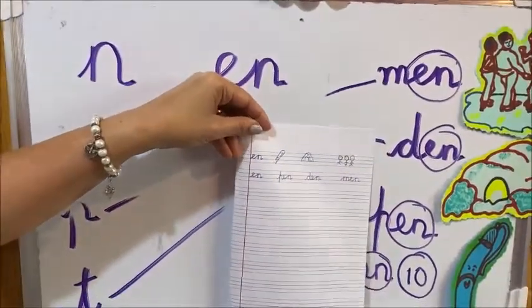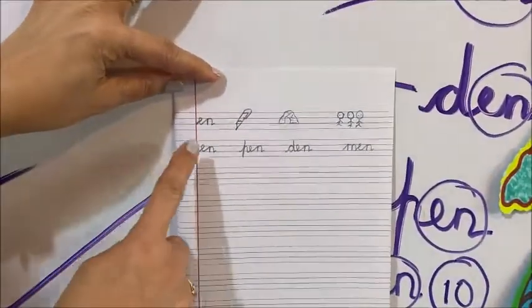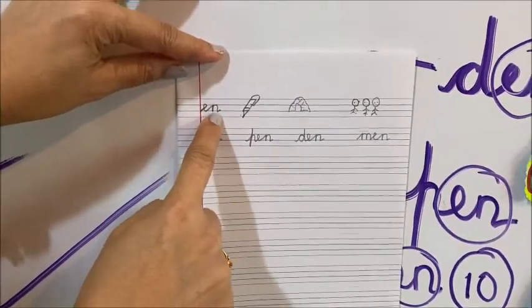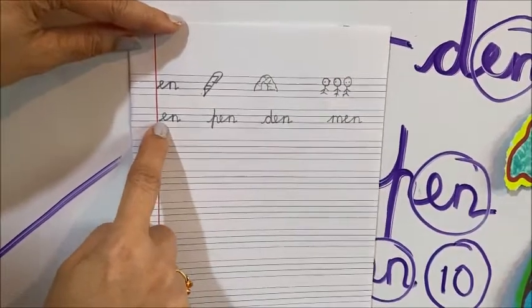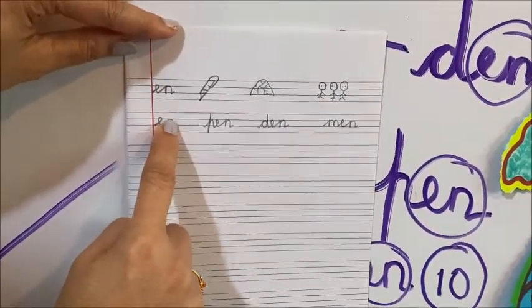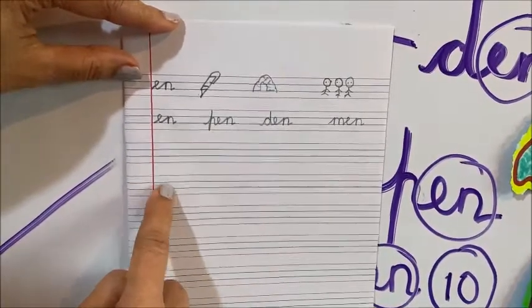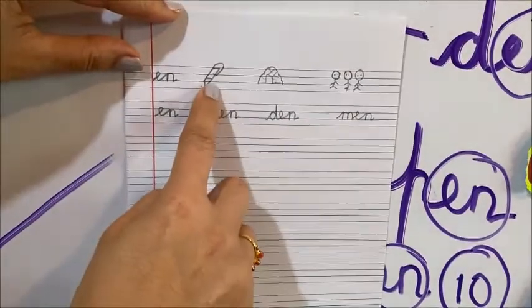So children, this is your practice book page. You will write the date. And this is E, N, N. When you are writing, you have to say the sound and write, okay? E, N, N. All right? After you finish this, please draw this.